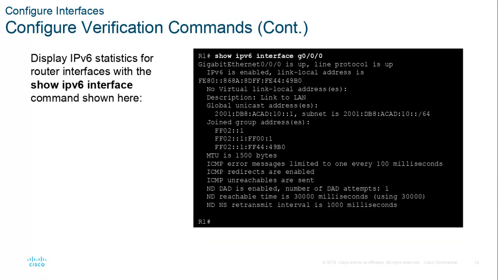Show IPv6 interface, we see the IPv6 addressing information, and he's joined his local group so he can do the router solicitation and neighbor discovery type functions. And there's extra information here about Internet Control Message Protocol.